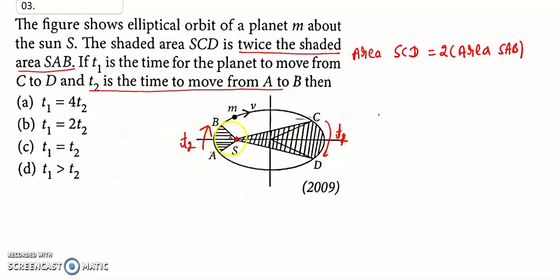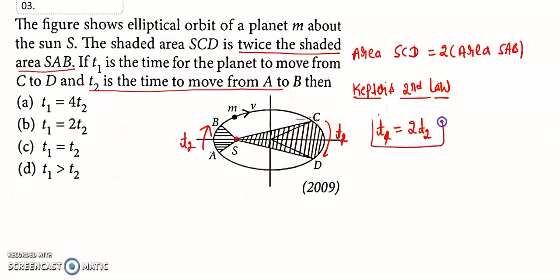It sweeps equal areas in equal intervals of time. That is Kepler's second law. So the SCD time is T1, and T1 is equal to 2 times T2. Which is the right answer? Option B is the right answer for the third question.